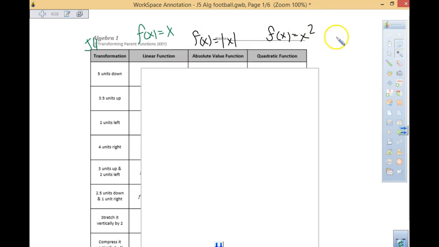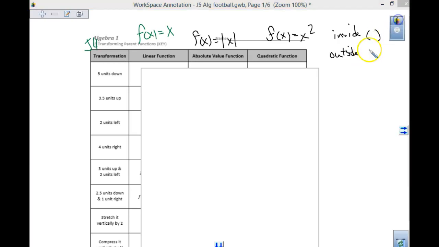When you are moving up and down, we were always talking about whether it's inside the parenthesis or outside of that parenthesis or outside of that absolute value, okay? So when you look at those, you're always trying to compare, is it inside or outside that parenthesis, or the absolute value. When it is outside, that's when it moves it up and down. When it is inside, that's when it moves it left and right.